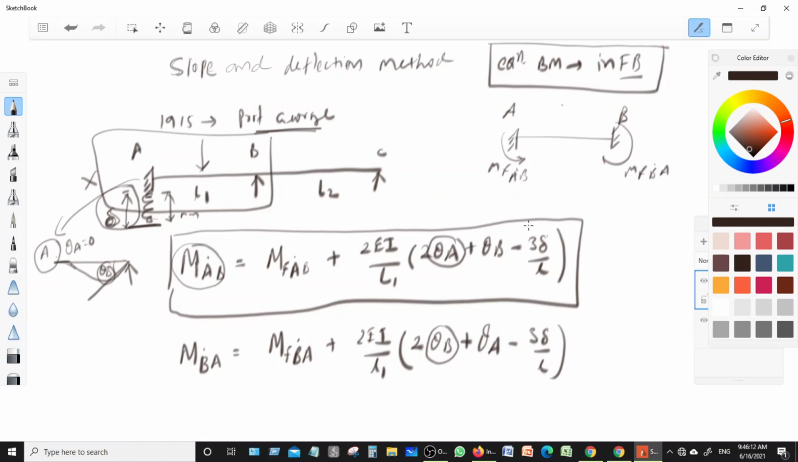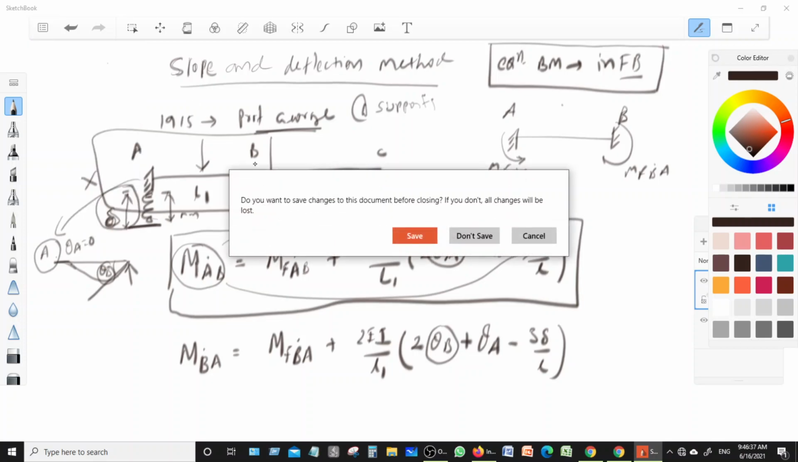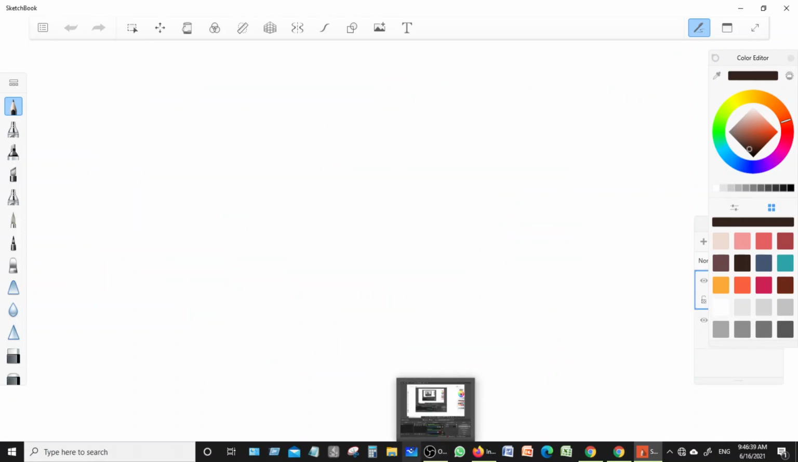moment. See here, the support moment corresponds to the slope and to the deflection, right? So, using the slope and deflection, we can find the moment at the supports. This is how we can find the moment. So, let me take an example and then we will understand what it means. We will directly solve one problem.